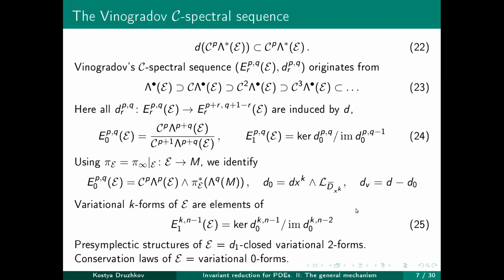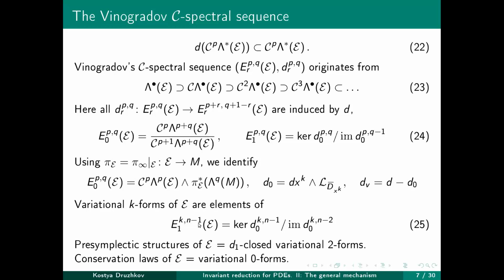The variational k forms of epsilon are elements of the k, n minus 1 groups of the Vinogradov C-spectral sequence on the first page. Here, n minus 1 basically means that, roughly speaking, we treat time as something one-dimensional. So n minus 1 is the dimension of space. And in this sense, conservation laws are variational zero forms.